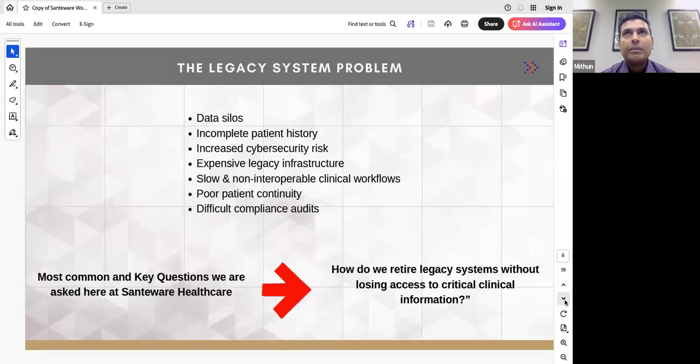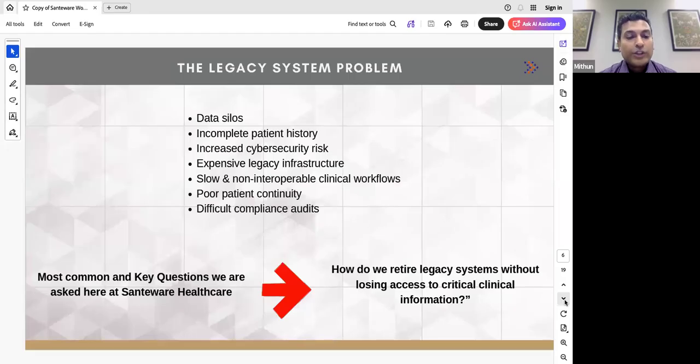Even today, we see people extracting the data manually through reporting platforms and then trying to convert that through a middleware engine, which basically then shares the data through FHIR and HL7, which is a long, time-consuming process. And then poor patient continuity, difficult compliance audits. So all this basically adds up to the problem that healthcare organizations today suffer in terms of extracting the value from your own healthcare data ecosystem.